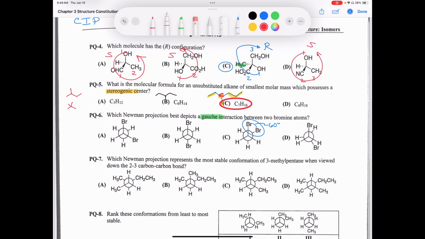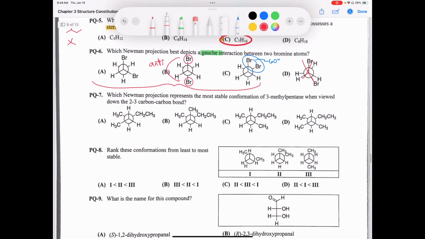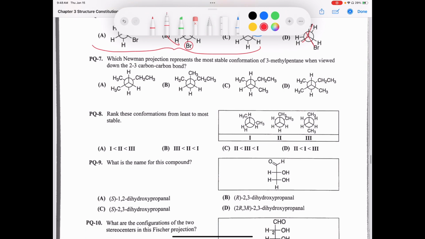Note that in B, the two bromines, when they're opposite of each other like this, is called anti. So these are anti to each other. So anti and gauche. Anyhow, another thing I would just comment on here is if you look at the first 3 Newman projections, they're all staggered, whereas D is eclipsed. So the answer certainly isn't D. All right, number 7. Which Newman projection represents the most stable conformation of 3-methylpentane when viewed down the carbon-2, carbon-3 carbon-carbon bond?